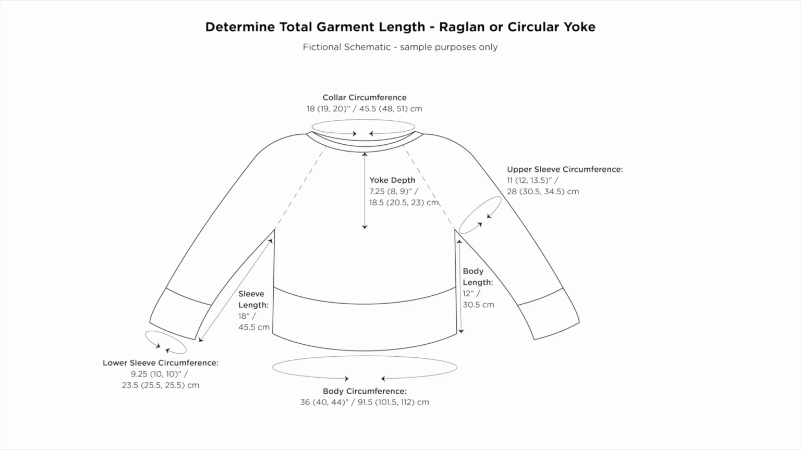So, if you've got an example like we've got up right now, to find the total back length, we are going to do something very similar to what we've done in the previous examples. We are going to add the body length from the underarm to the hem to our yoke depth, but you'll notice that this yoke depth is at the center front.